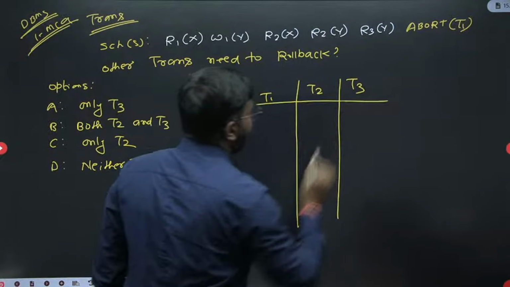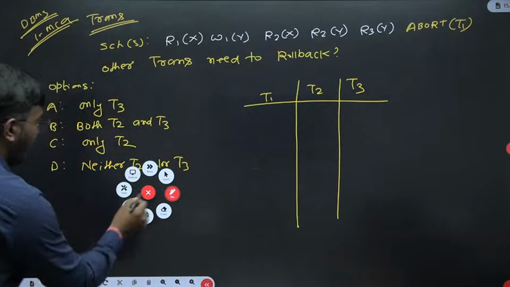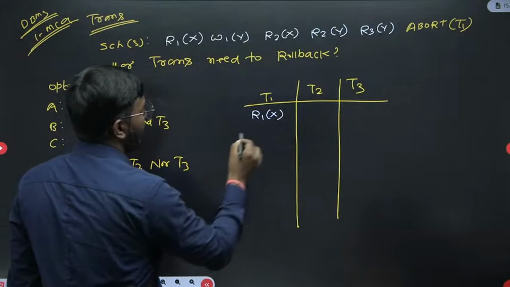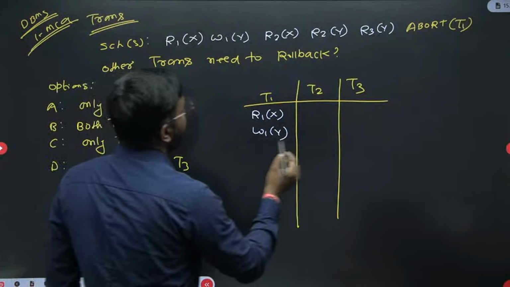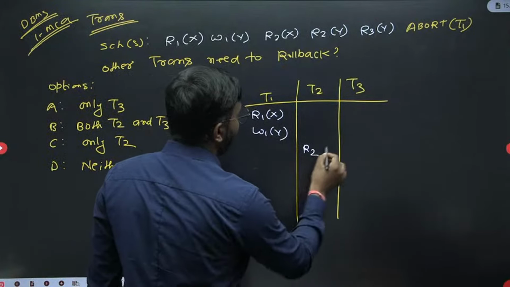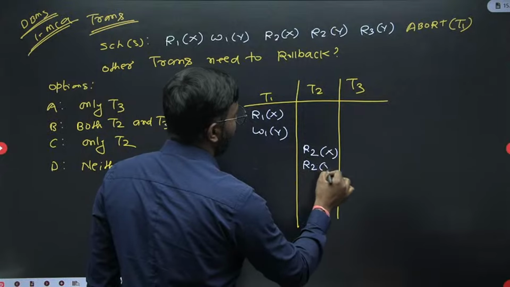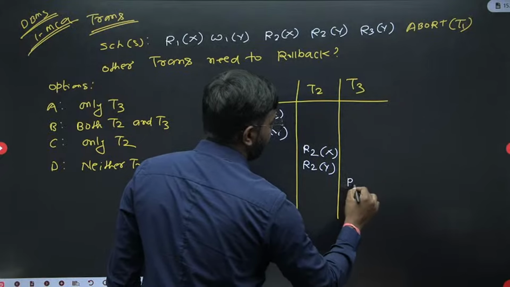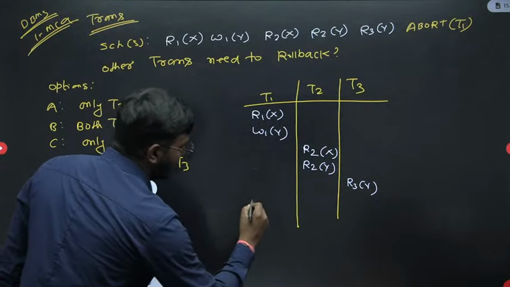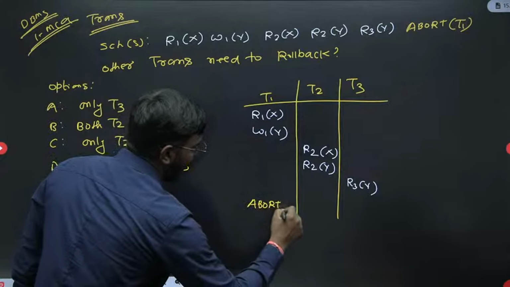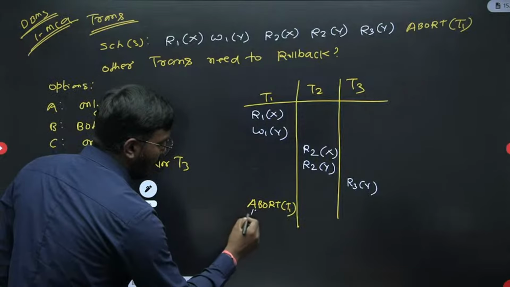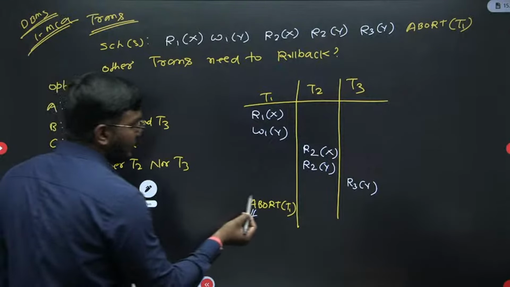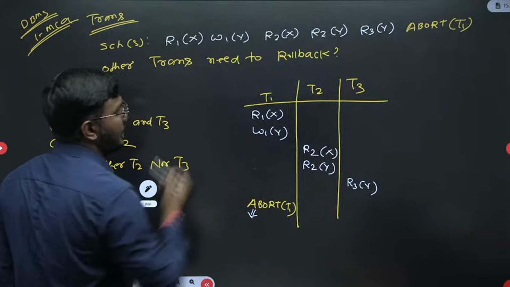Fine. And the first operation in the T1 is nothing but R1 of X. Then we have W1 of Y. Then after this we have R2 of X. Then we have R2 of Y, and here R3 of Y. Fine. And here it is an abort T1. Because of some problem, crash or anything, we need to abort this T1. So we need to roll back this T1. Getting my point here? Understood?